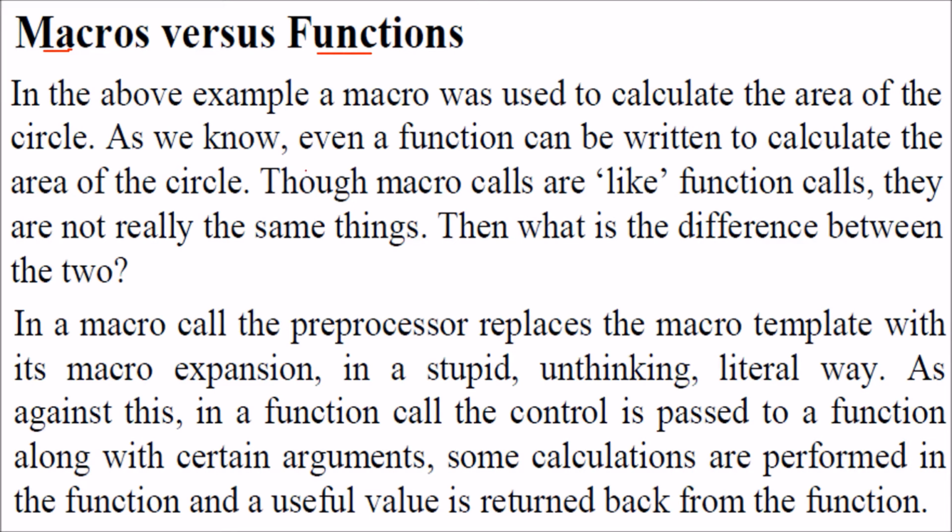When we find a macro, the lines in the macro are simply replaced. There is no passing of the control. But in a function call, the control is passed to a function with certain arguments, or maybe no argument. Some calculation or operations are performed, and then we come back. This control is given back to your main program.